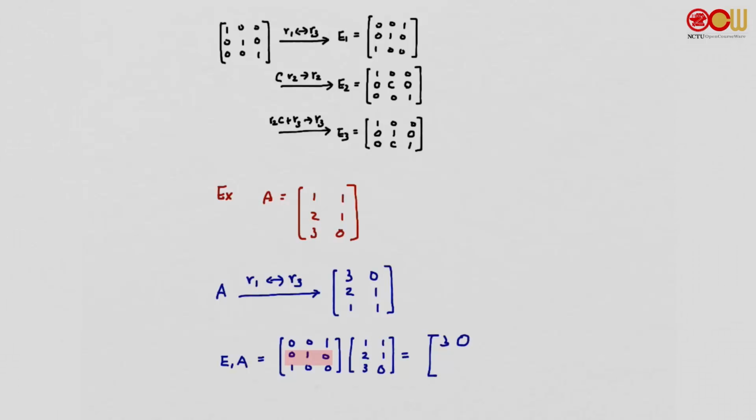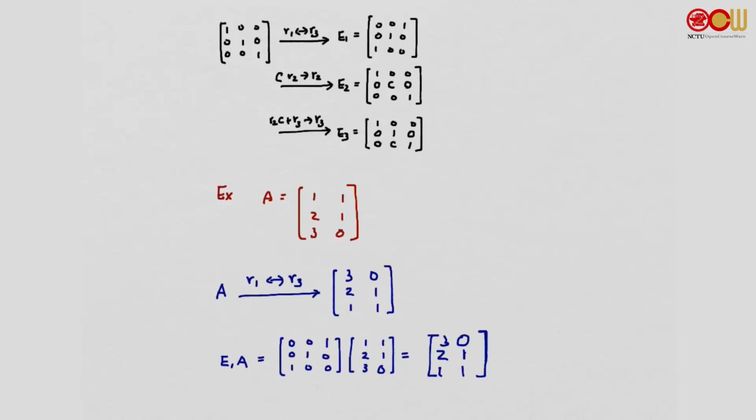Now for the second row, 0, 1, 0 times 1, 2, 3. So we get 2 here, and this is 1. And for the third row, we have 1, 0, 0 times 1, 2, 3. So we get 1. And then 1, 0, 0 times 1, 1, 0. So we get another 1 here.